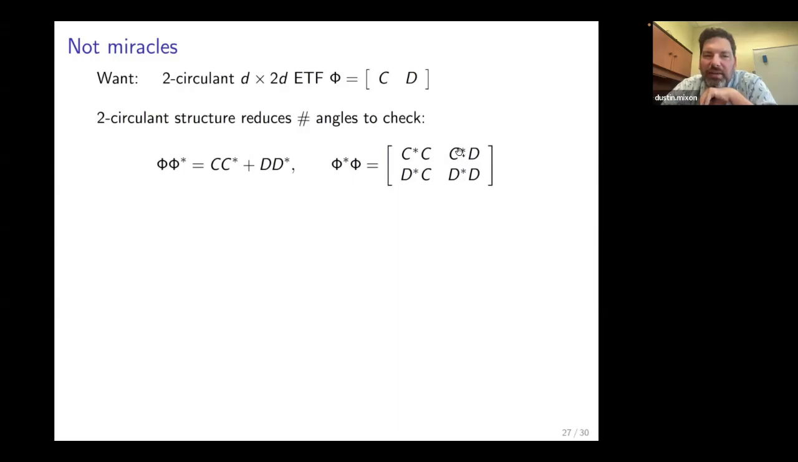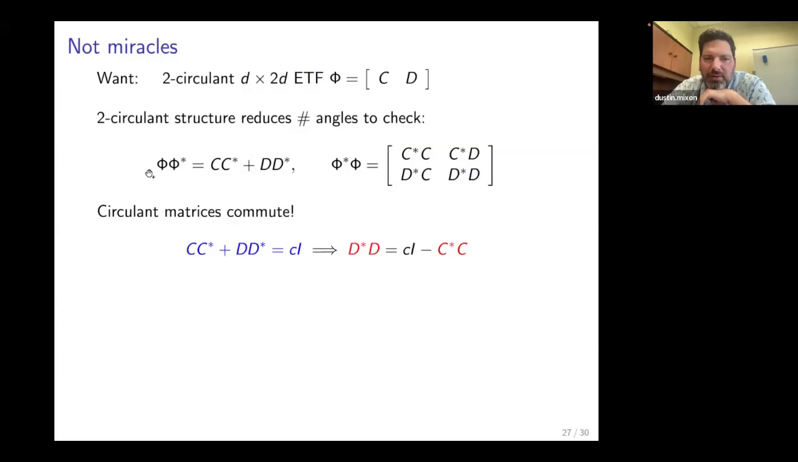So there's a lot less numbers to check. So that's interesting. But there's even more structure that emerges from this two circulant structure. And that is circulant matrices commute.